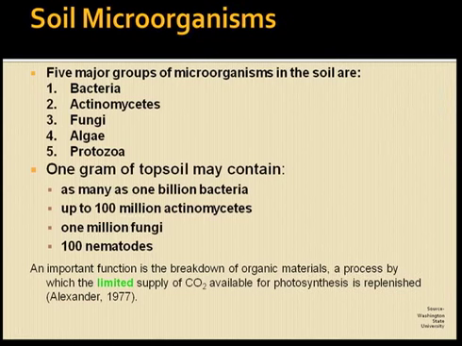So part of the food cycle and the life cycle in the soil are the microorganisms, and they provide a tremendous amount of transformative activities to the organic matter and the nutrients that are there in the soil. So you've got the five major groups: bacteria, actinomycetes, fungi, algae, and protozoa. I found this next bullet pretty amazing, how much life could be found in 1 gram of topsoil. You can see it. The numbers are staggering. So again, just driving that point home further.